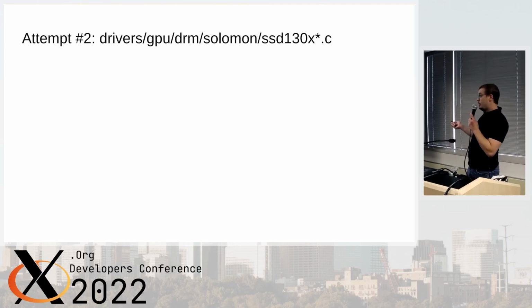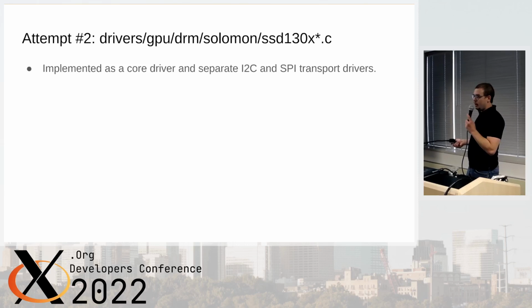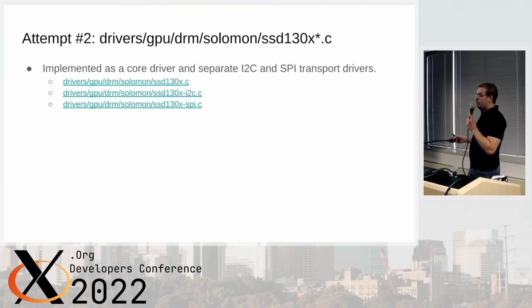So the second attempt was to have a Solomon directory, and I put there the core driver and also a driver for I2C and SPI. Those transport drivers only set up a register map so that the core driver is independent of the transport that you are using.